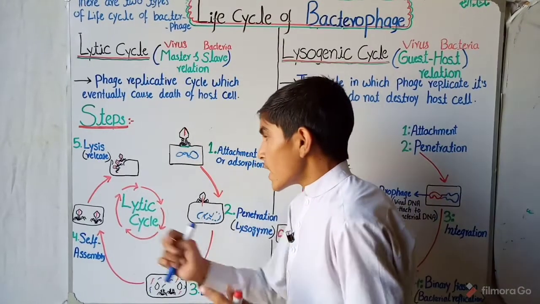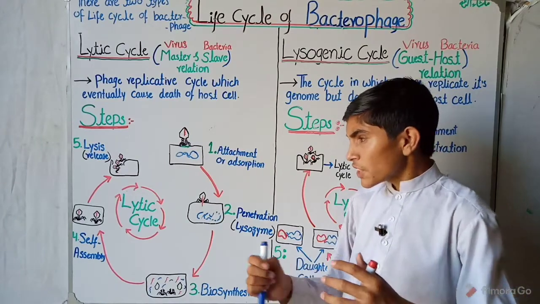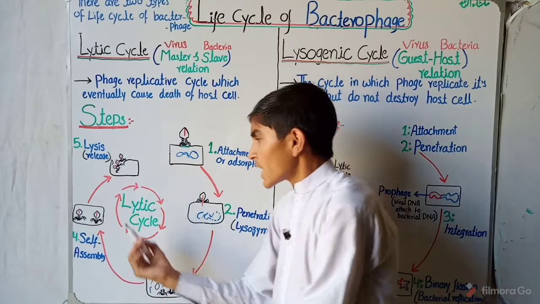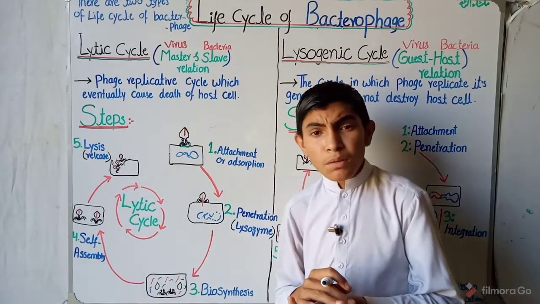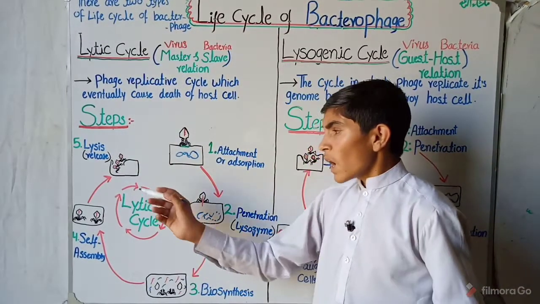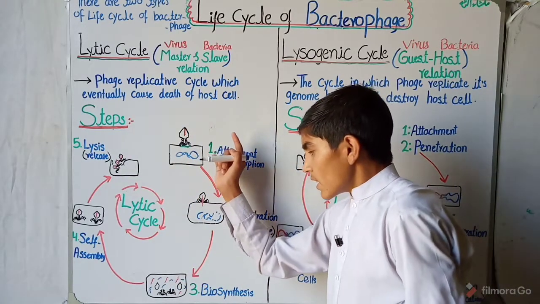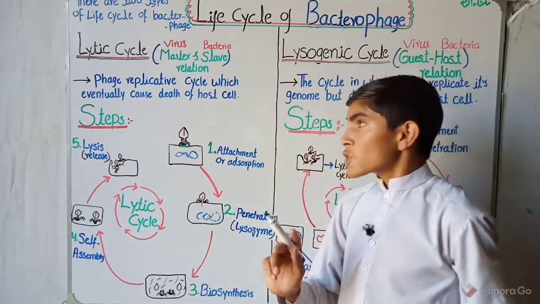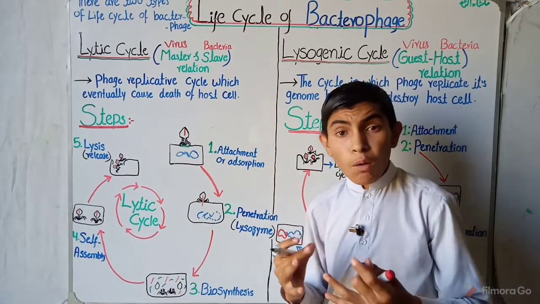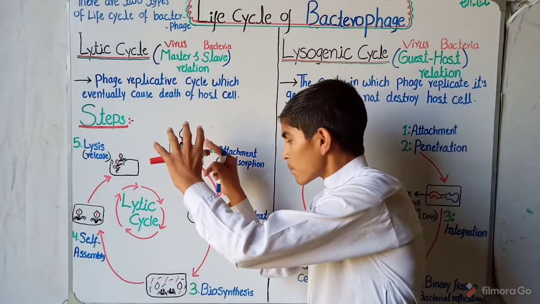Then after that, in the fifth step, lysis occurs. Lysis means releasing. At that time the virus again penetrates the wall of the bacterial cell and comes out of the bacterial cell, and now they are prepared to attack another bacterial cell and again run this lytic cycle. So the name lytic suggests lysis, meaning the breakdown of the bacterial cell. Okay, now this was the simple process.